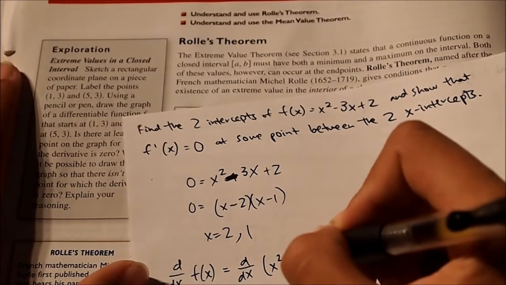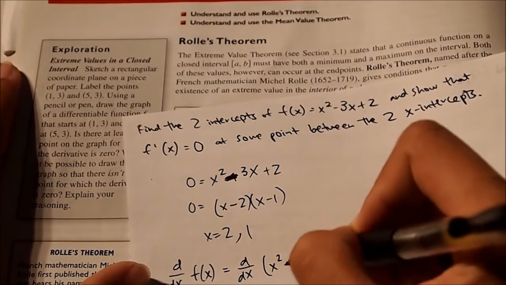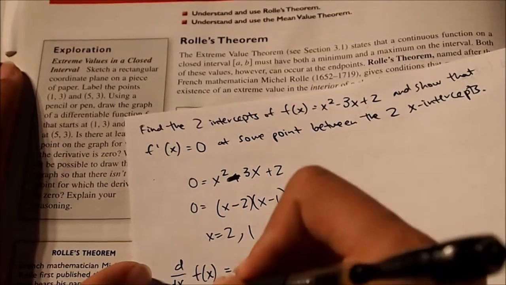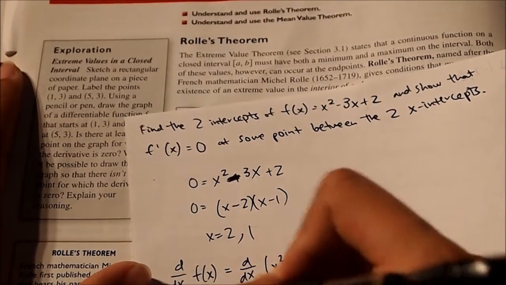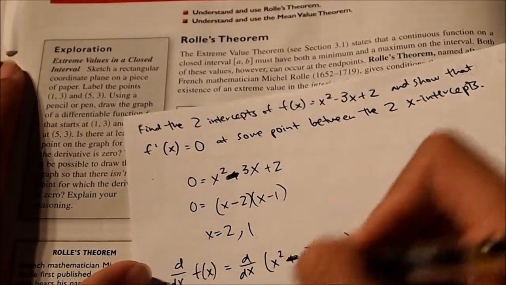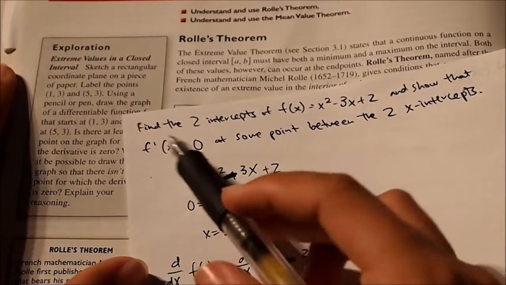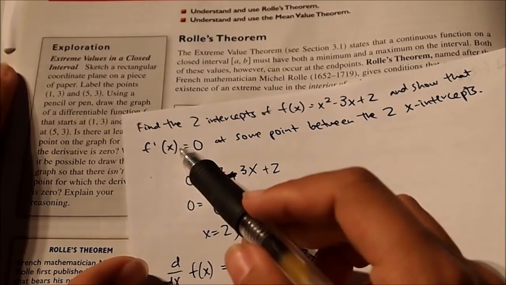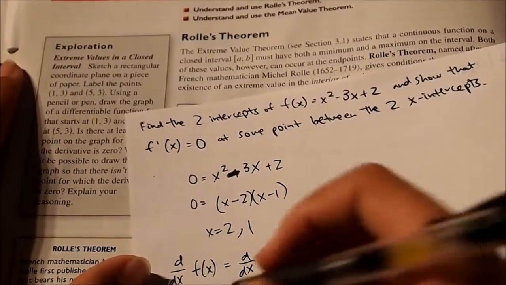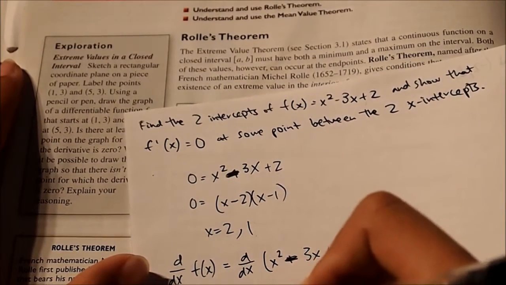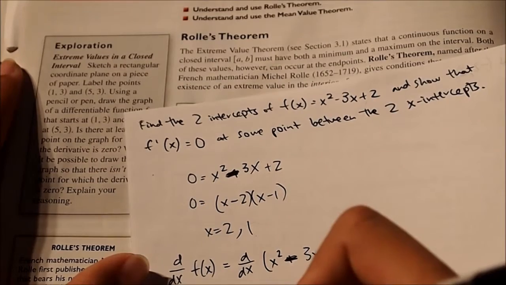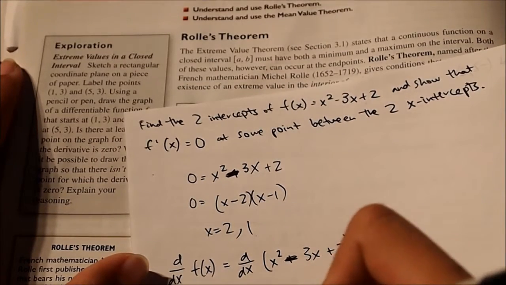Use implicit differentiation, minus 3x is 2. So f prime of x is equal to 2x minus 3. So you need to show that the derivative is equal to 0. So you set this equal to 0: 2x minus 3. You get x is equal to 3 halves.